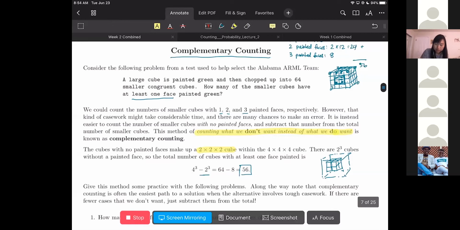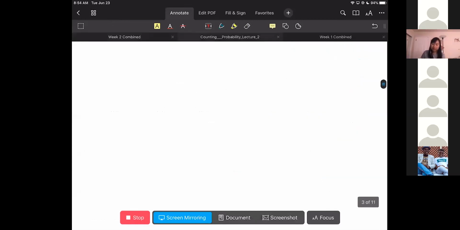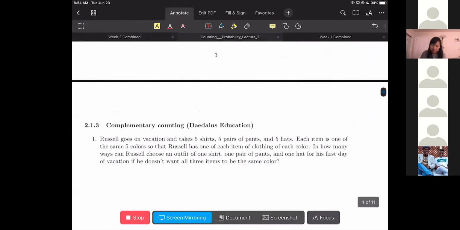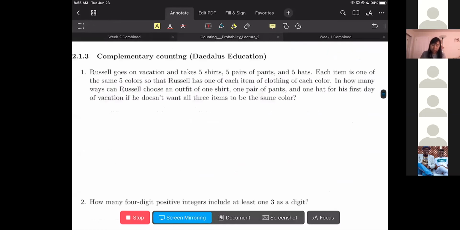So here's a different counting problem. It says Russell goes on vacation and takes 5 shirts, 5 pairs of pants, and 5 hats. Each item is one of the same 5 colors, so that Russell has one of each item of clothing in each color. So in how many ways can Russell choose an outfit?